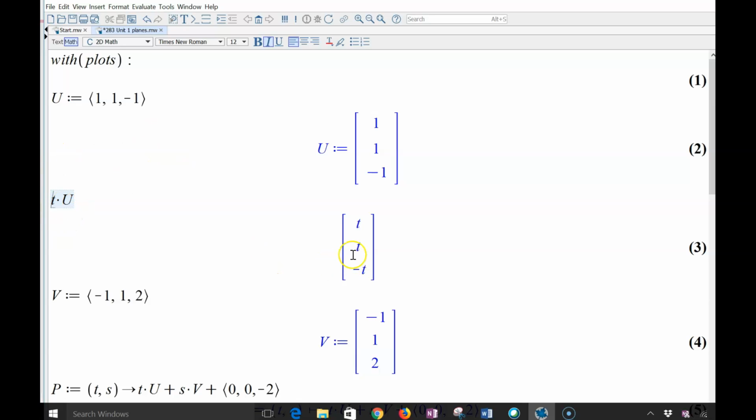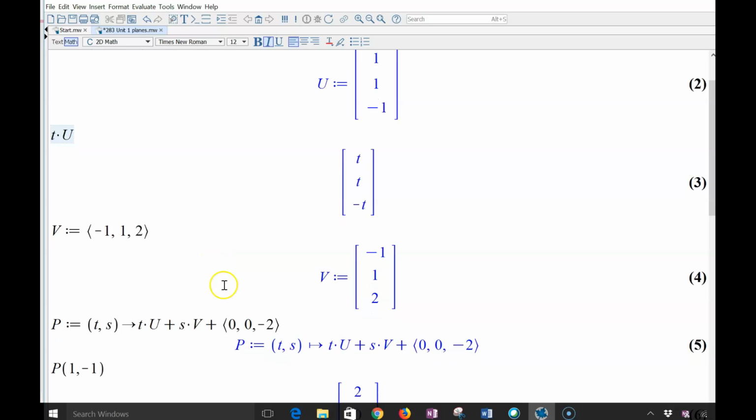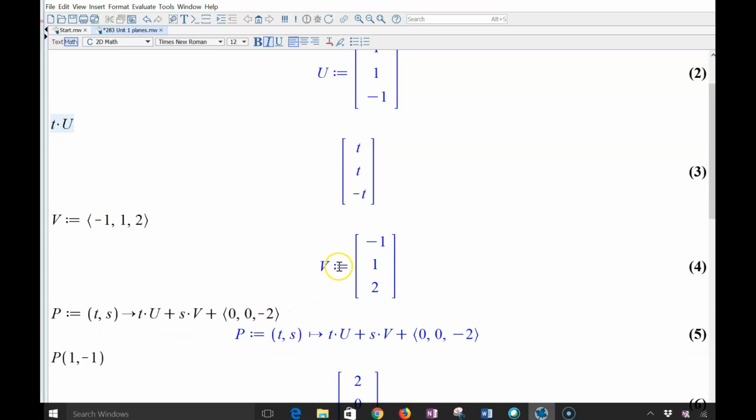I just multiplied it by t to make sure that it would multiply. Maple is putting this as what we refer to as a column vector. That's just the way it's written, but we're going to think about this as a vector in 3-space. I've also defined the vector v here, and then I defined a function of 2 variables, which I'm calling capital P for the plane. And then I'm going to end up graphing that.